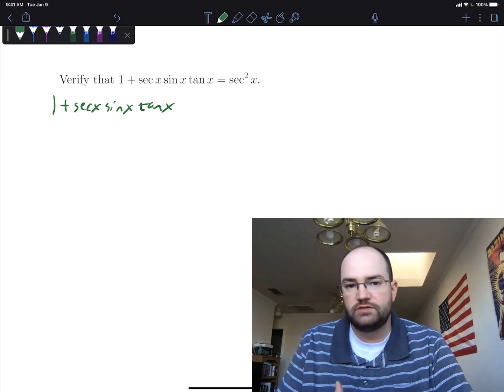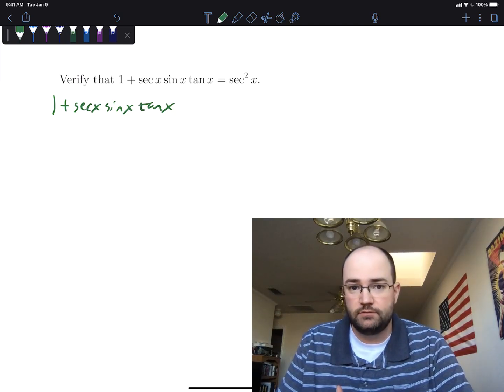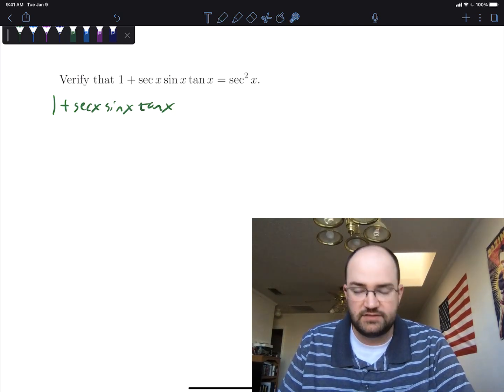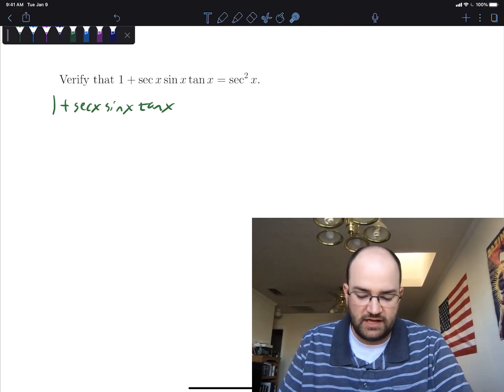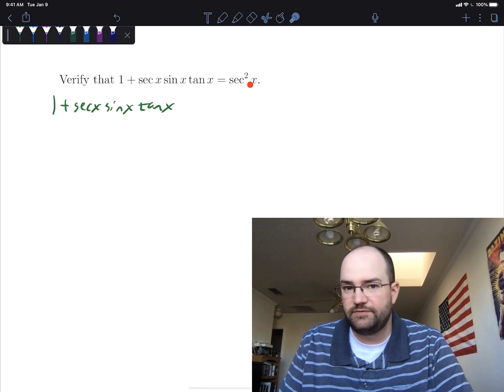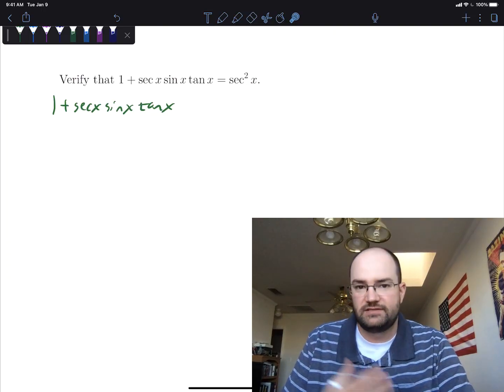Now, generally speaking, we do want to begin with the most difficult looking side, because usually that's the easiest thing to do. It's kind of weird to start out with a side that's simplified and make it look like a side that's less simplified.